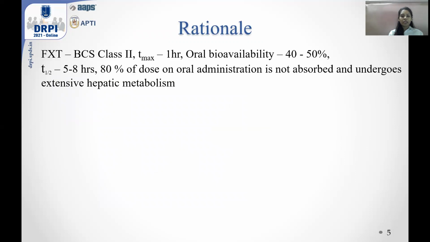The rationale of the study is that febuxostat belongs to BCS class 2, having Tmax of 1 hour and oral bioavailability of 40 to 50%. The plasma half-life in adults is 5 to 8 hours with normal renal function. Approximately 80% of the oral dose is absorbed and undergoes extensive hepatic metabolism.